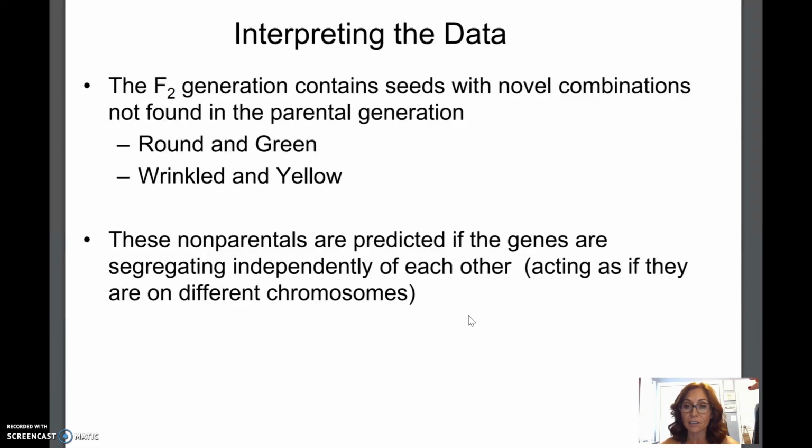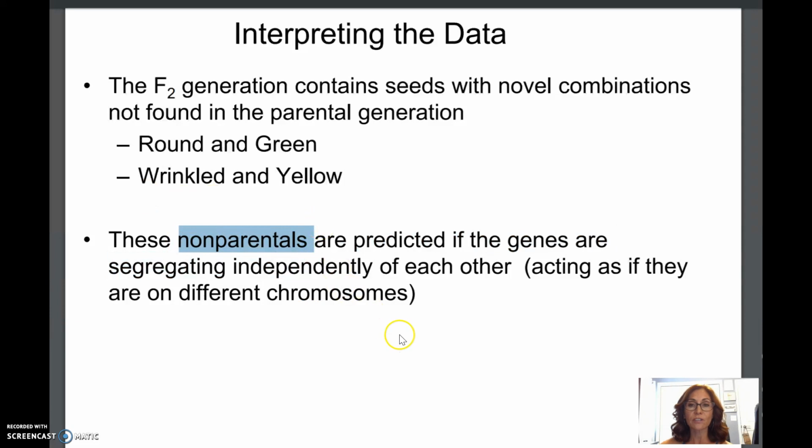Because remember in the beginning, the parents were round and yellow, wrinkled and green. And by the end, you had wrinkled and yellow and round and green, okay? And that was totally new. Those are called recombinant organisms, or you can also call them non-parental organisms.